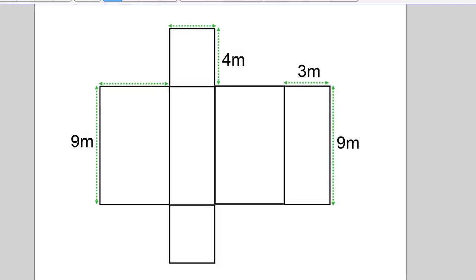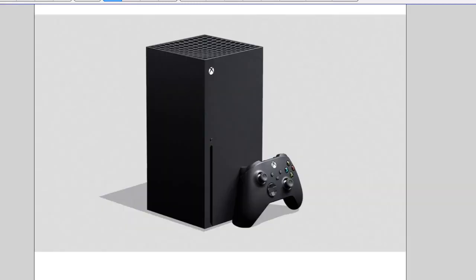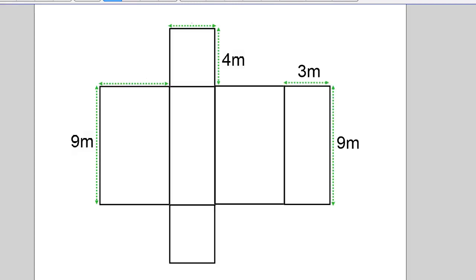Here's another example. So we've got an Xbox, and this is the net of that Xbox. If you can imagine the lid of the Xbox there, that corresponds to this.